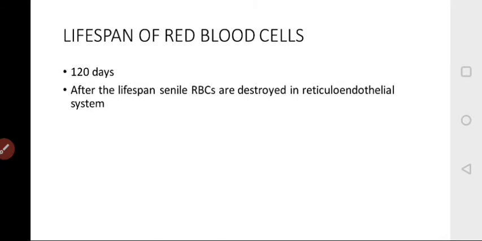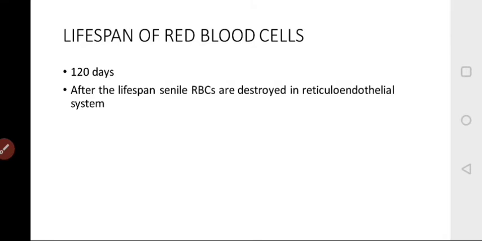Now we will see the lifespan of red blood cells. The average lifespan of RBC is about 120 days. After the life span, the senile, that means old, RBCs are destroyed in the reticuloendothelial system. The lifespan of RBC is determined by the radioisotope method.